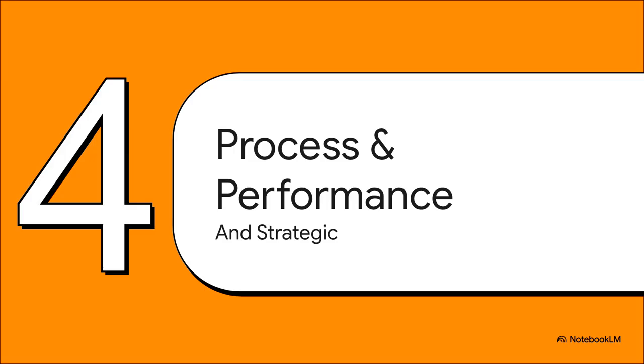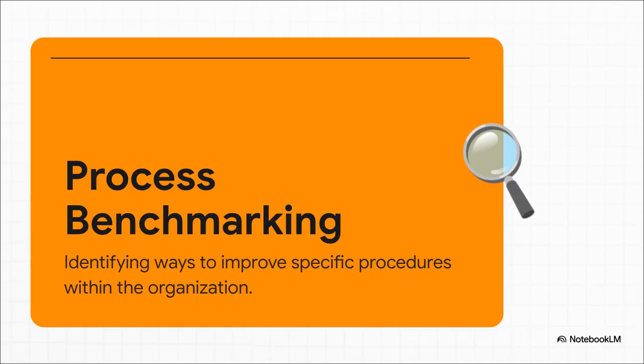All right, Section 4, Process and Performance Benchmarking, and also Strategic. First is process benchmarking, which, by the way, is sometimes called functional benchmarking. This type is all about the how. It focuses entirely on identifying ways to improve specific, day-to-day procedures within your organization. It's really getting into the weeds, looking at the actual mechanics of getting work done.